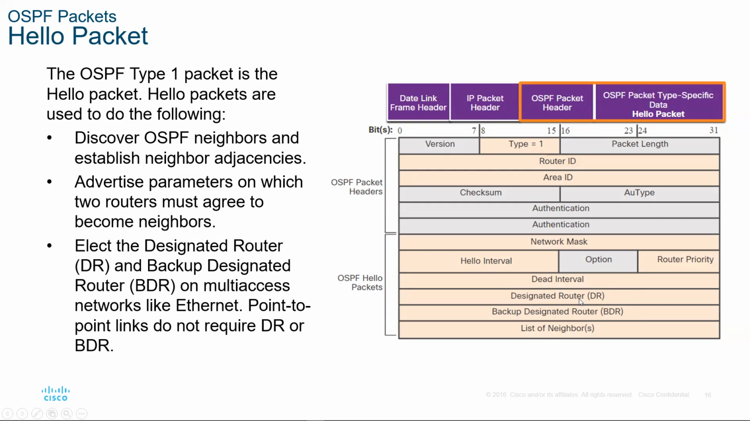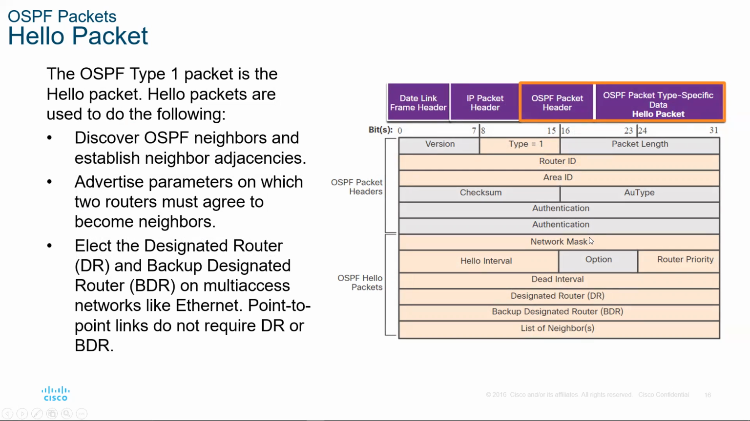Then we have designated router and backup designated and list of neighbors. In this list of neighbors, it will have a list of every other device it's received a hello packet from. So once device A sends out its hellos, if it receives a hello from device B and it sees itself in the list of neighbors, it has a neighbor relationship because it's got two-way communication between them.